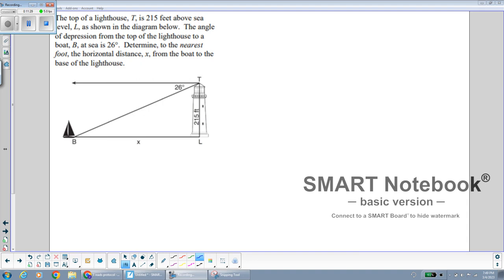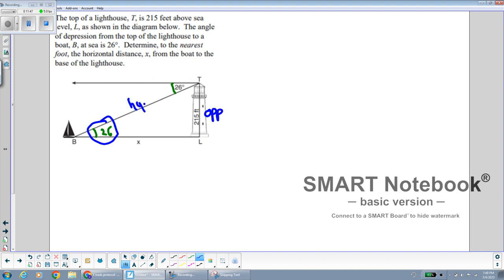So we need an angle to focus on inside the right triangle. And remember, our angle of depression and angle of elevation are congruent alternate interior angles. So now I have my focus angle. So from my focus angle, this side would be opposite.